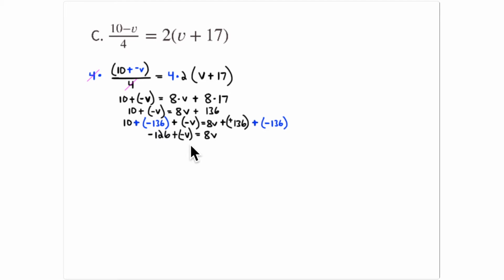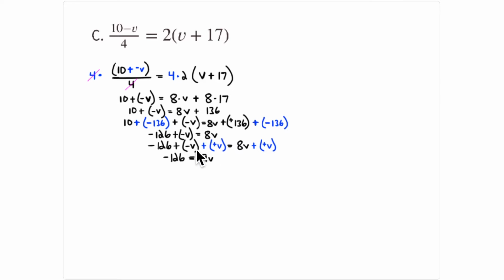And now you want to get rid of this negative v by adding its additive inverse. The additive inverse of a negative v is a positive v. So I'm going to add a positive v to both sides. And so again, this negative v is going to move over here and become positive v because you're adding positive v to both sides. So this is adding the positive v. This becomes 0. And 8v plus a positive 1v, that's 9v.